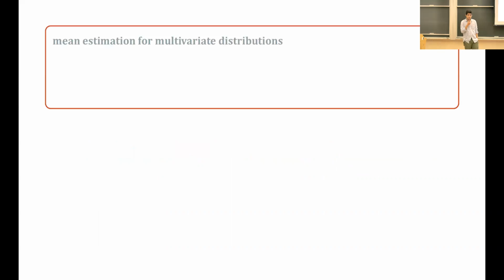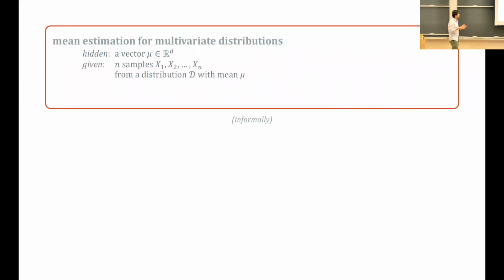Okay, so let's see what mean estimation is. Very informally speaking, you have some vector in R^d which is hidden from you. You have some distribution that has mean mu, and you can take samples from this distribution, i.e. samples x1 to xn, and your goal is to come up with an approximation of this hidden vector mu.